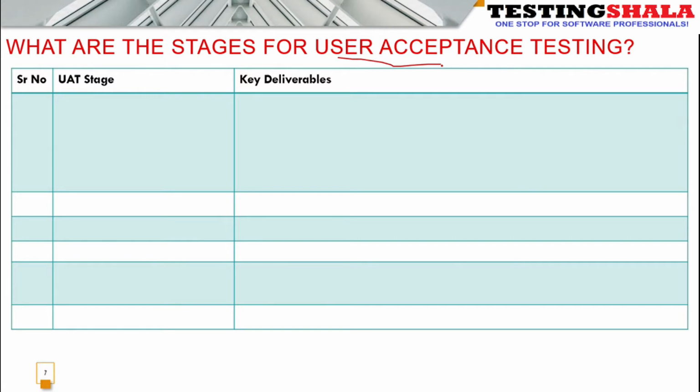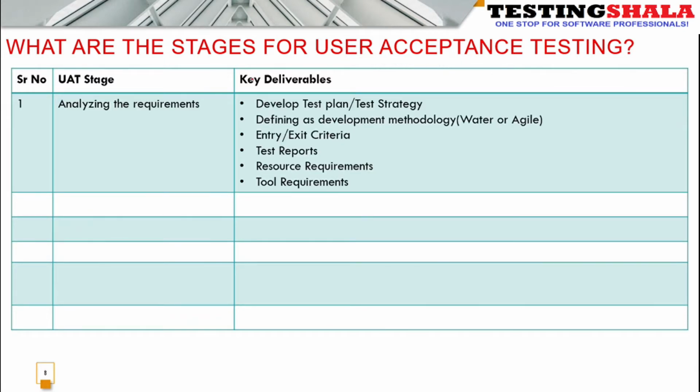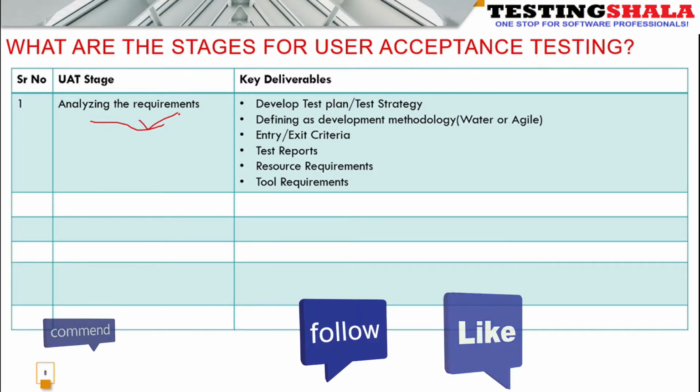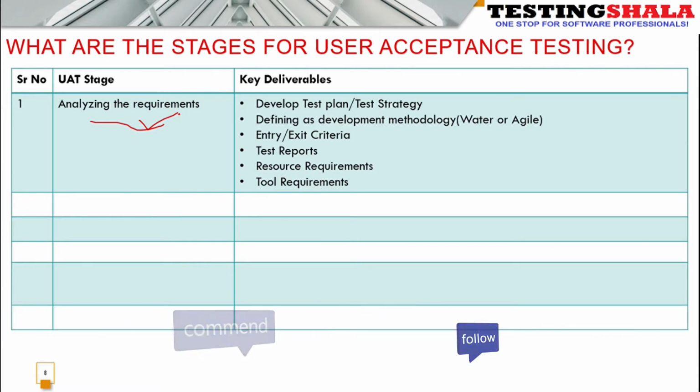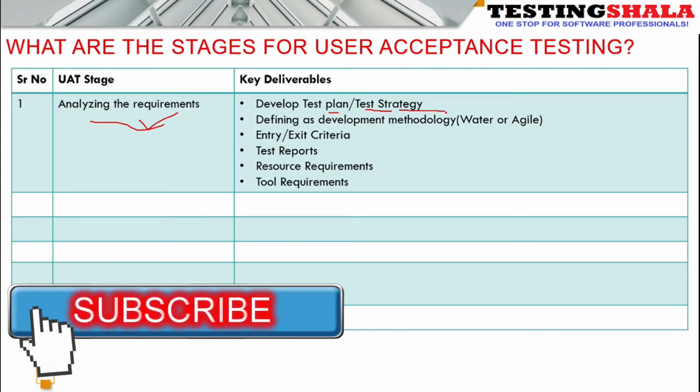The first stage is analyzing the business requirement. This is the first stage of UAT testing, where the UAT tester analyzes the requirements in order to develop a UAT test plan or a test strategy. That is the first thing we normally do as part of UAT testing. We go through all the requirements, and based on that, we define a test plan or a test strategy.